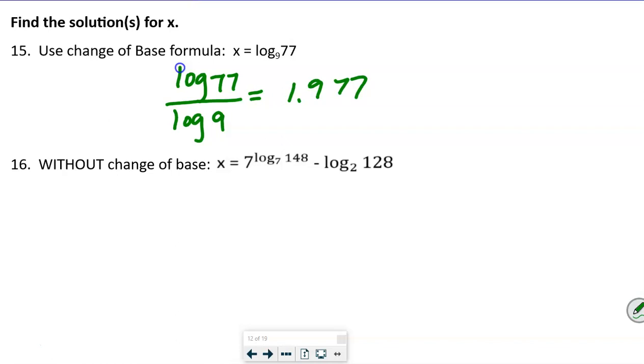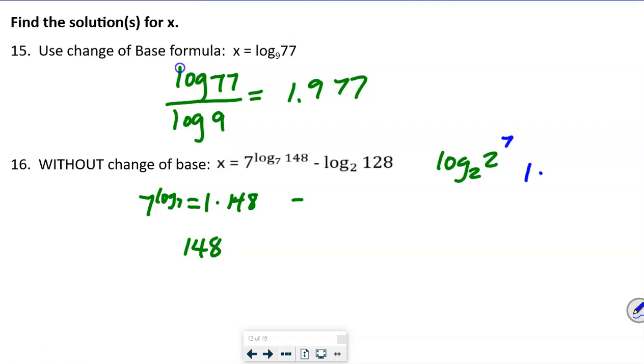So this next one, 16, says evaluate without the change of base. So 7 to the log base 7, y'all, is equal to 1. And 1 times 148 is 148. Okay, now over here, we got to figure out what this is. So this log base 2, we want to find out log base 2 of 2 to what power? So when I tried some numbers, I got a 7 out here. So remember, this is 1 times 7, which is equal to 7. So it's going to be minus 7, right? So that's going to be 141.